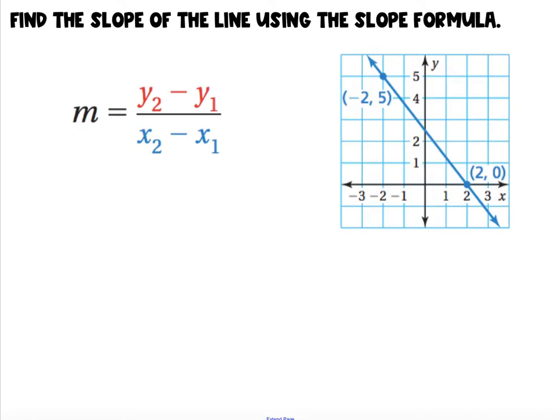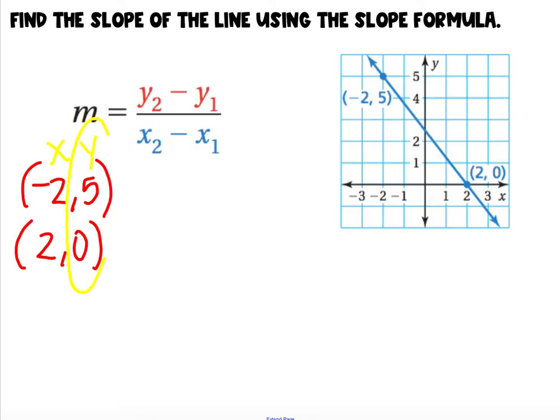Let's try our first example. Find the slope of the line using the slope formula. So again, here I have it on a graph. I can quickly do my rise over run and get my solution. But I want to do it using the slope formula. So I'm subtracting the y's and I'm subtracting the x's. So I like to write my coordinates, (-2, 5) and (2, 0). And I like to highlight the y's because that's what goes in my numerator. Okay, you subtract the y's and you subtract the x's.